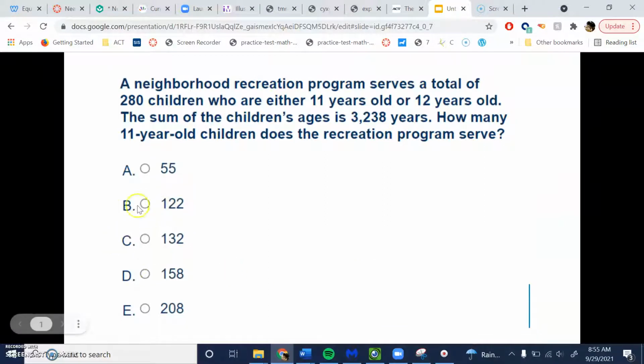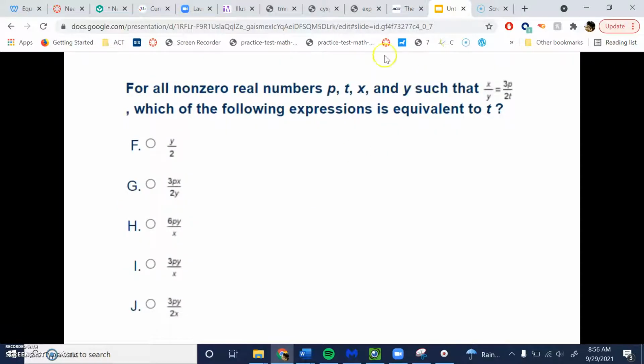So that was B. You got it. Nice job. Cool. Next one. So P, T, and X are all variables. X over Y equals 3P over 2T. Which of the following expressions is equivalent to T? So you have to solve for T somehow. Do what you've got to do. See if you can get it. Ready, set, go.